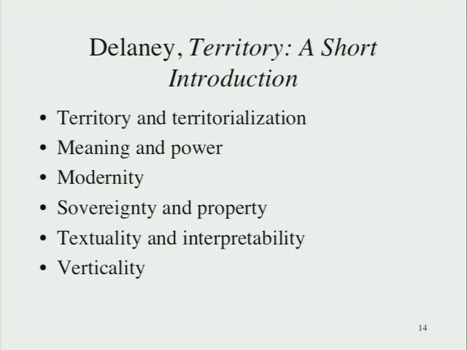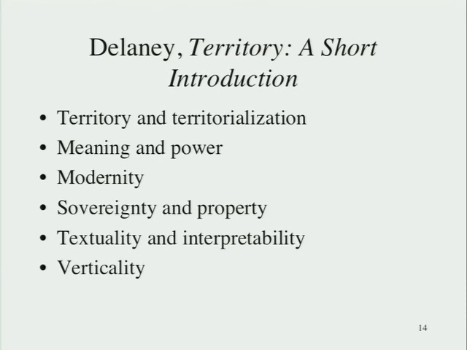And now this is where I want to talk about territory and territoriality, and then come back at the end to maps. These are the key terms from this first chapter from Delaney. These are the concepts that I want you to take from this reading and to think about as we move forward into the rest of the semester. Territory and territorialization, meaning and power, modernity, sovereignty and property, textuality and interpretability, verticality. This may all sound kind of abstract and difficult, but these are actually basic concepts that we're going to work with through the semester, and you should try to make sure you understand them and start digesting them and using them.